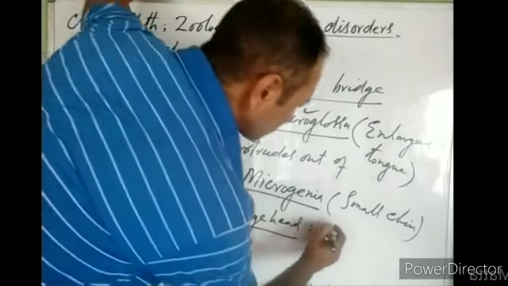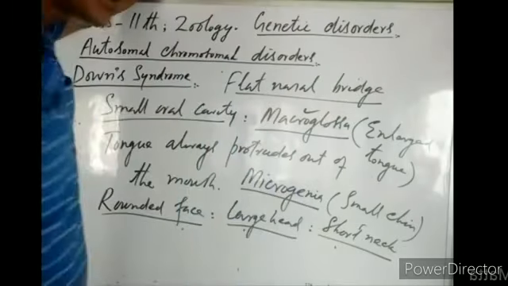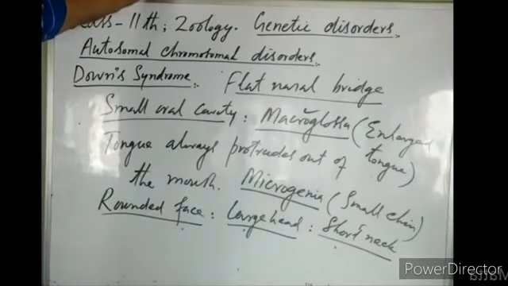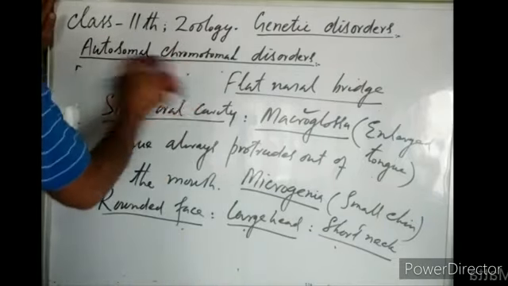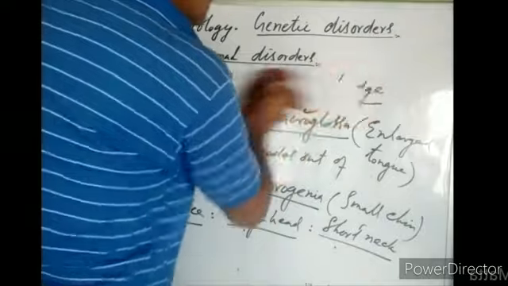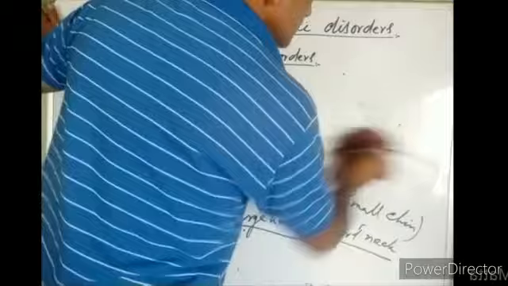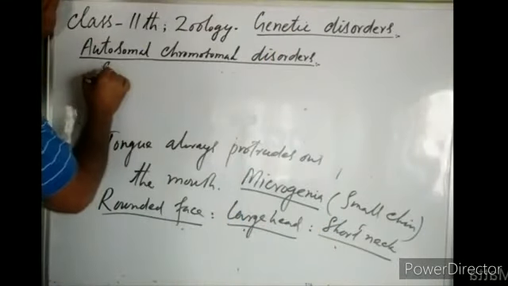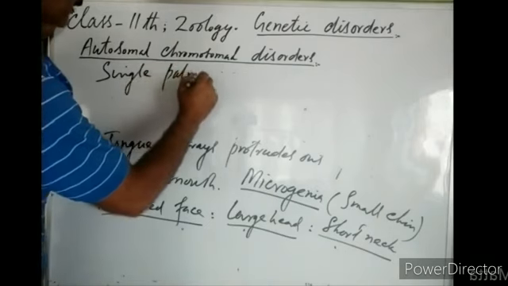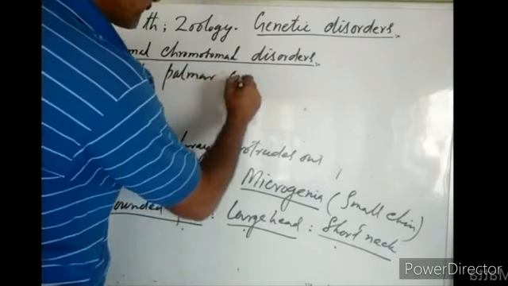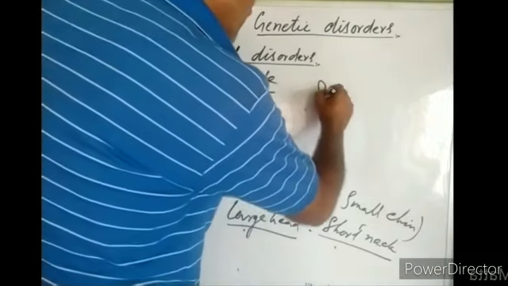They have a short neck. The neck in Down syndrome patients is very much reduced. It is very short, right? They are also characterized by a single palmar crease. In their hands, they have a single crease in their palm.